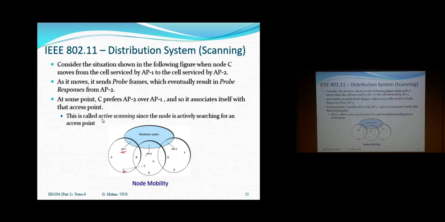This kind of scanning is called active scanning because it is the node or host which is actively searching for an access point. In this case, when C starts moving, at this point, as I said before, the probe signal will be received by both AP1 and AP2. Both will respond. If it moves further, it will choose AP2 instead of AP1. Again, it's called active scanning because it is the host who actively searches for a good access point.